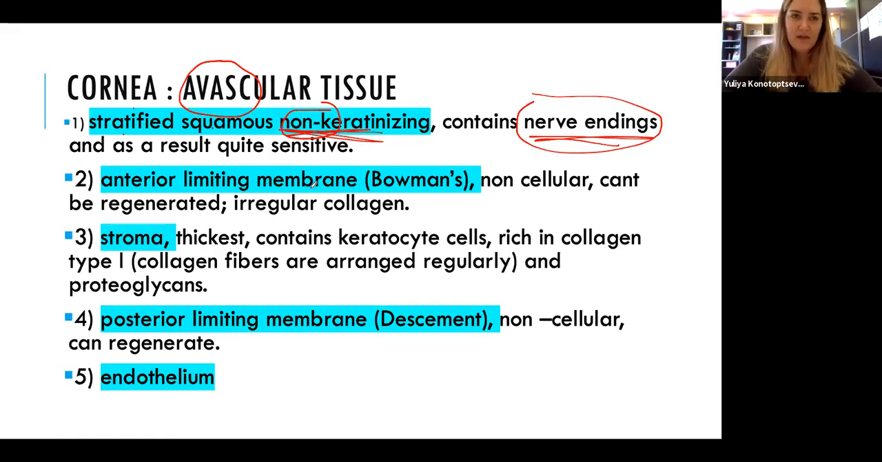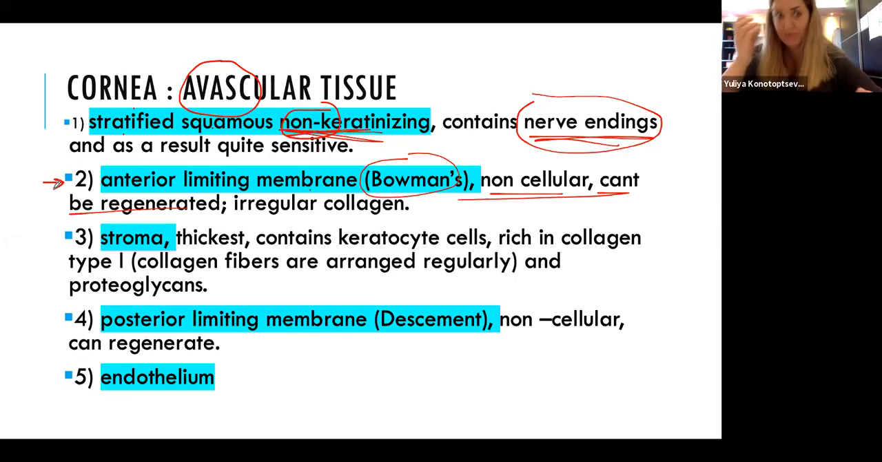Under this layer, we have the anterior limiting membrane. Another name is Bowman's. It is non-cellular, so as a result, it cannot be regenerated. So if you damage this layer, it will leave a scar. Okay, so it will leave a scar. So you'll need to replace the cornea.